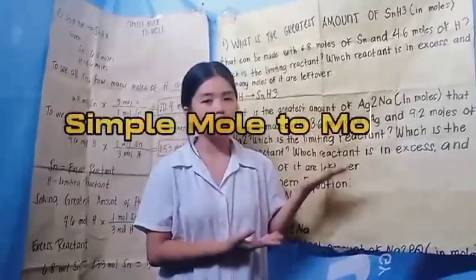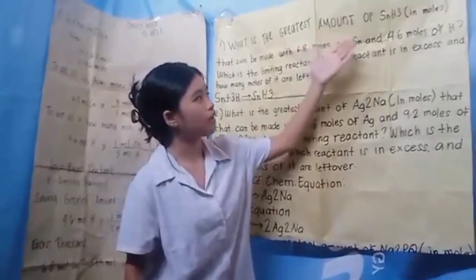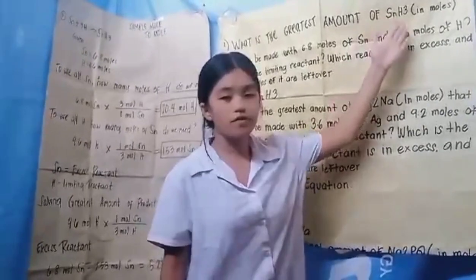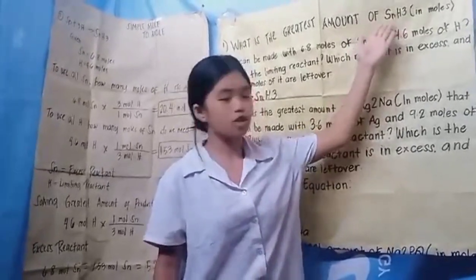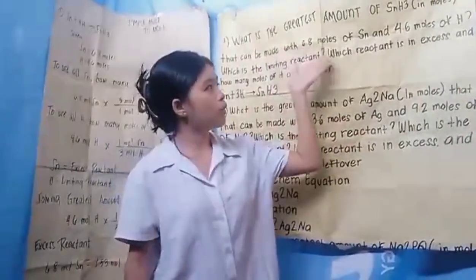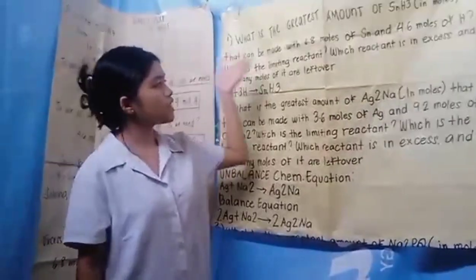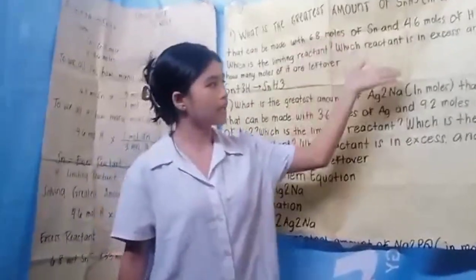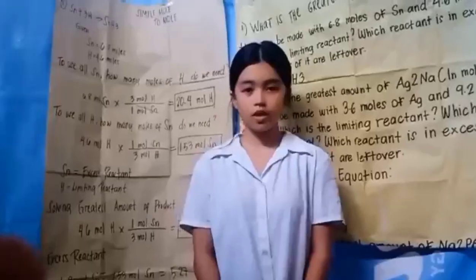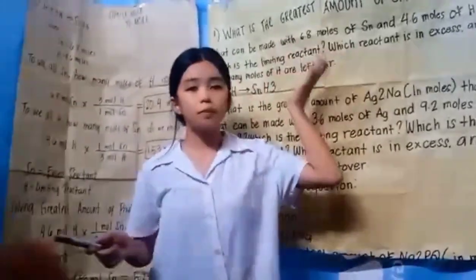Simple mole-to-mole equation. So our first problem would be: what is the greatest amount of Sn, which is the element tin, with a coefficient of 3 of H, which is hydrogen, in moles that can be made with 6.8 moles of Sn and 4.6 moles of H? The question is, which is the limiting reactant, which reactant is in excess, and how many moles of it are left over. So we have here our given from problem number 1.